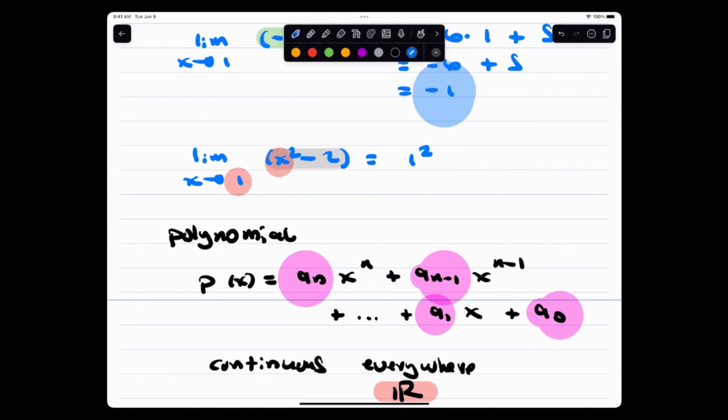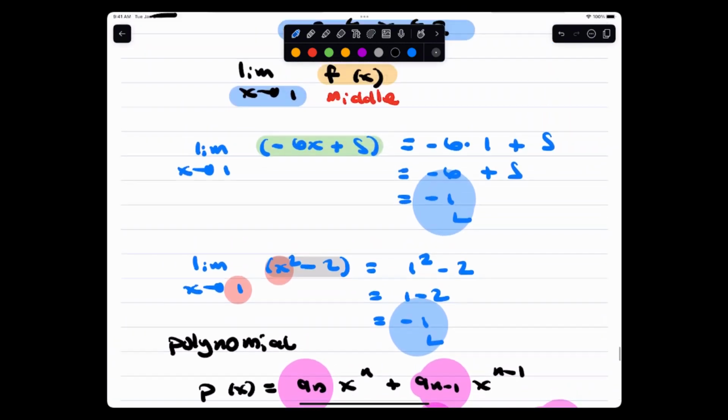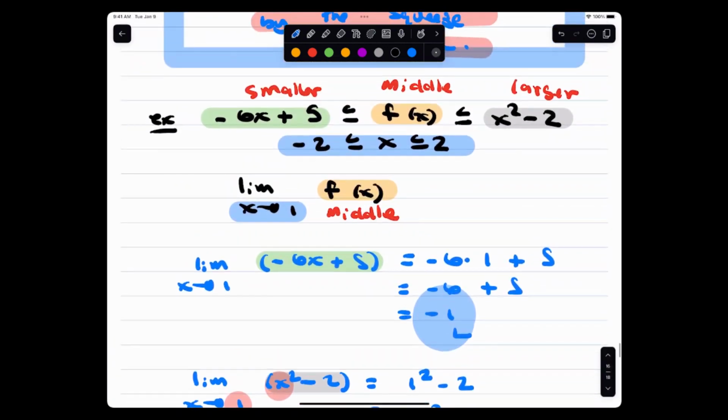So you plug in 1, and you get a nice finite answer, yes. 1 minus 2 is going to be what? -1. So I'm giving you all the gory detail. What do you guys notice about this? They're both -1. They're both the same. So the smaller function and the larger function have the same limit. What does that mean about the middle function? It's the same. It's -1.